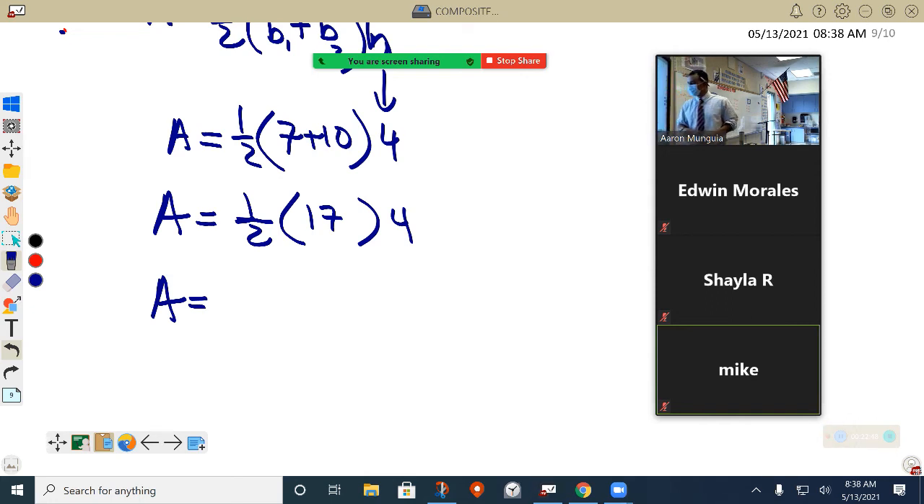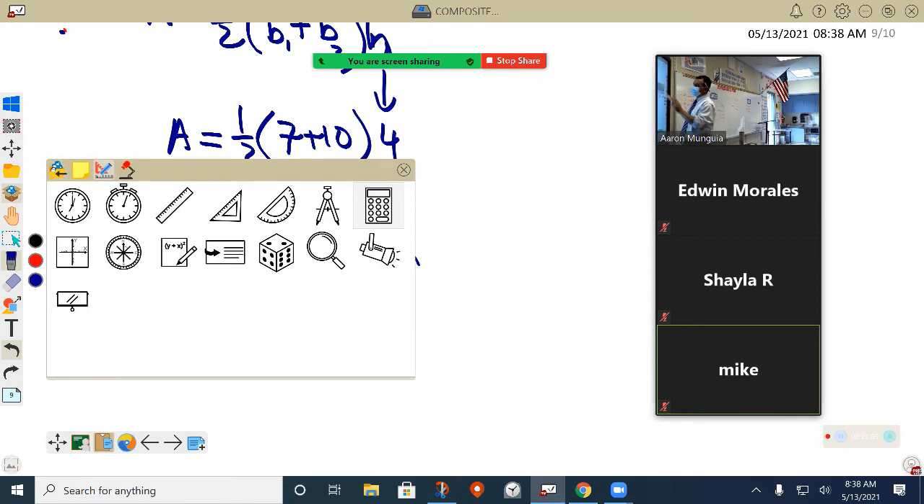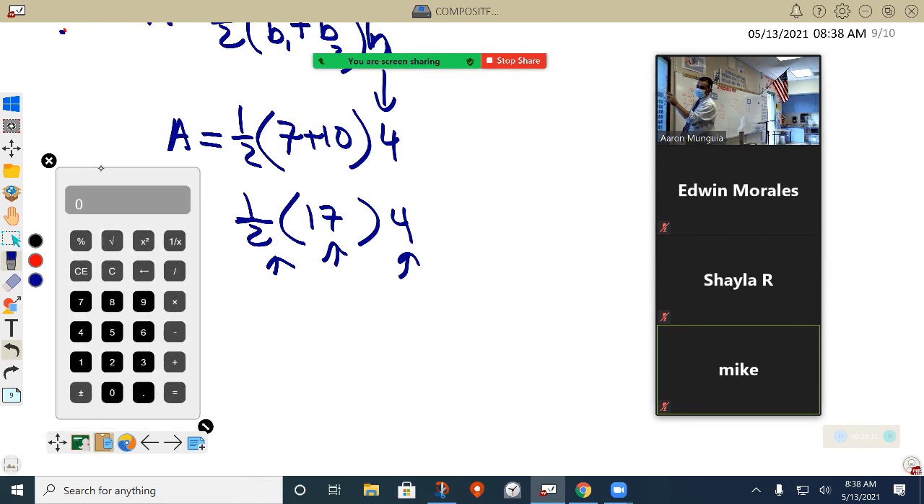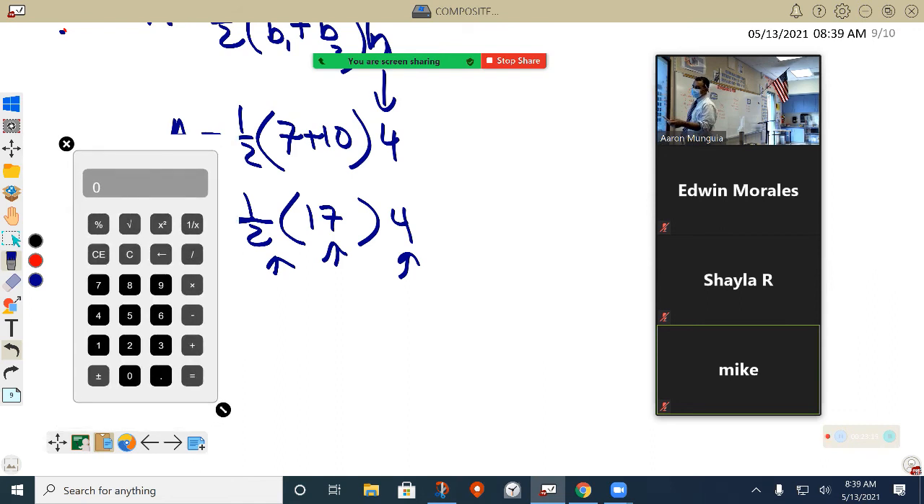So notice I just got 3 numbers to multiply. The 1/2 times the 17 times the 4. I'll just go in that order. So 1/2 times 17 is really 17 divided by 2. Let me get my calculator. If you're scared to do fractions, just get a calculator out. Don't be scared. So 1/2 times 17 is really 17 divided by 2. That's 8.5 times 4.